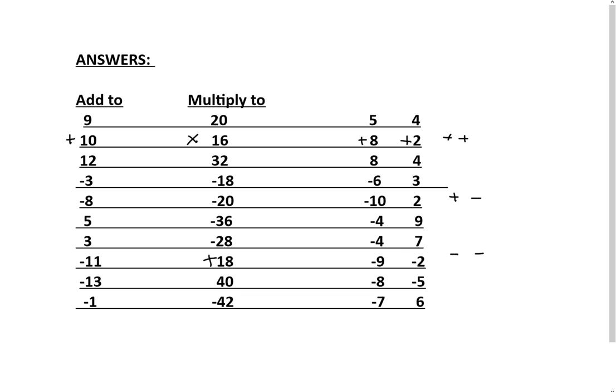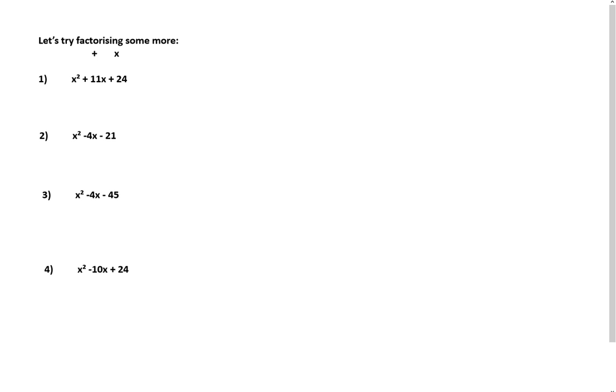Let's try factorizing some more. Okay, so you've got x squared plus 11x plus 24. So you're looking for two numbers that add to give 11 and multiply to give 24. So if they multiply to give a positive and add to give a positive, they must both be positive. And then factors of 24 that add to give 11 would be 8 and 3. So then you've got x plus 8, x plus 3.